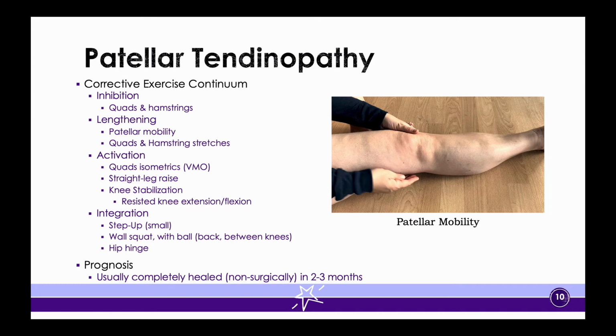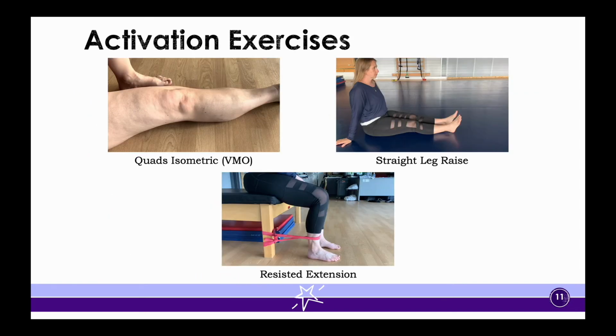Because you're trying to hold the ball, you are activating a lot of those vastus medialis muscles that you have on both sides. And then we could also work towards a hip hinge. As far as prognosis goes, it's usually completely healed through non-surgical means in about 2 to 3 months. So if you're experiencing these issues, it usually takes about 2 to 3 months of doing some rehabilitation for it to get better. But let's take a look at some of these activation exercises that we have.